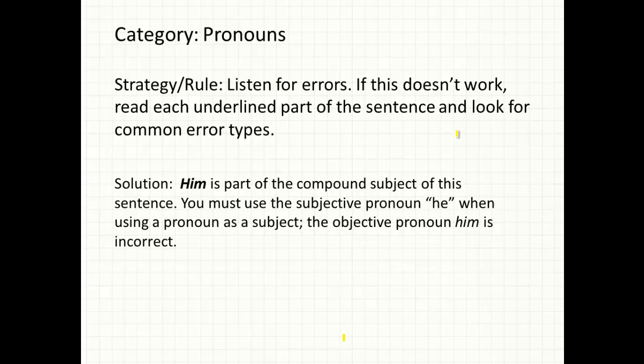In this case, the category was pronouns. The strategy or rule you used was listen for errors. And if this didn't work, you would read each underlined part of the sentence and look for common error types. The solution: him is part of the compound subject of the sentence. You must use the subjective pronoun he when using a pronoun as a subject. The objective pronoun him is incorrect.